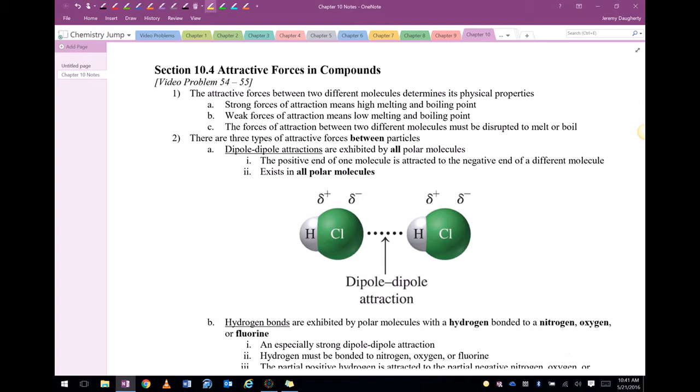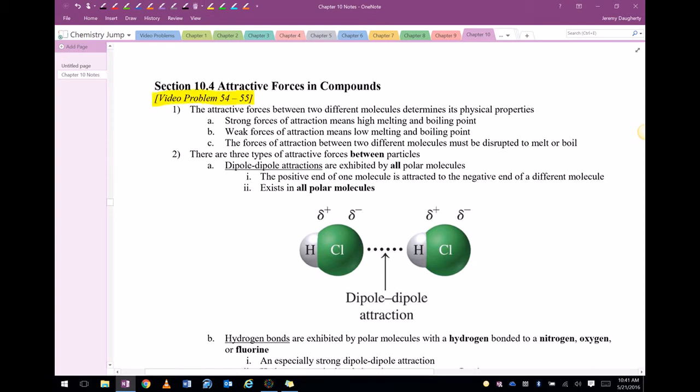Section 10.4, Attractive Forces in Compounds. Video problems 54 and 55 follow this, so make sure you watch those.